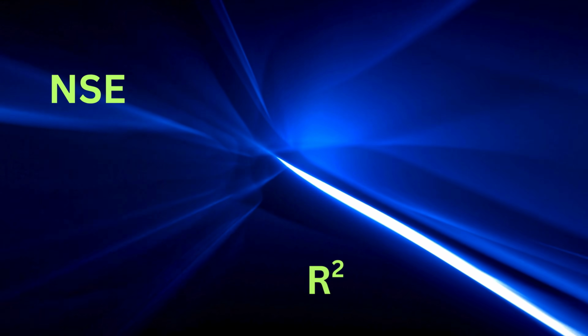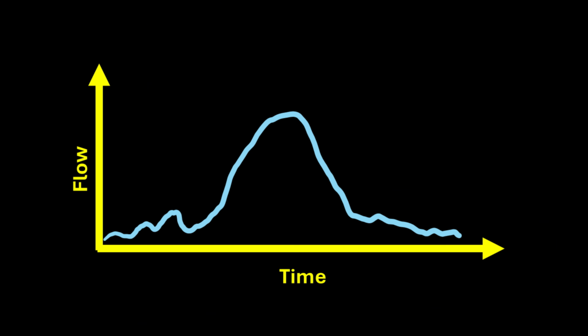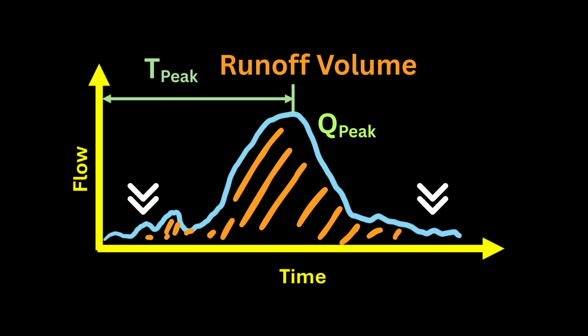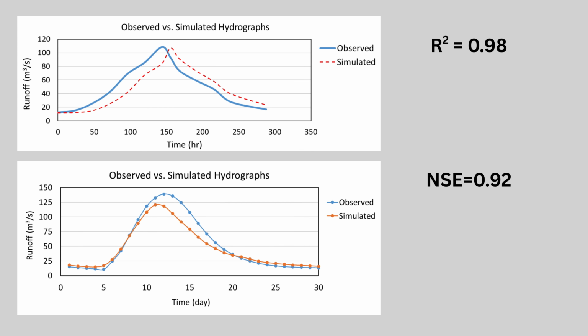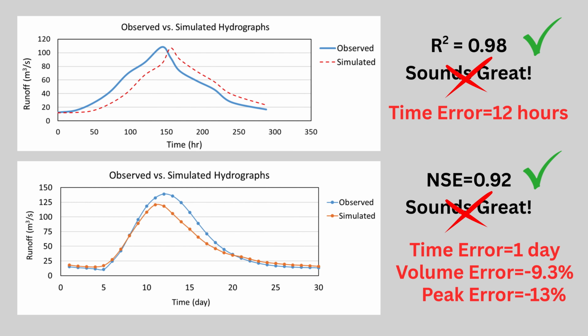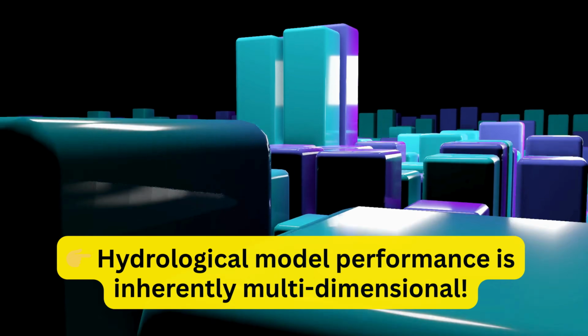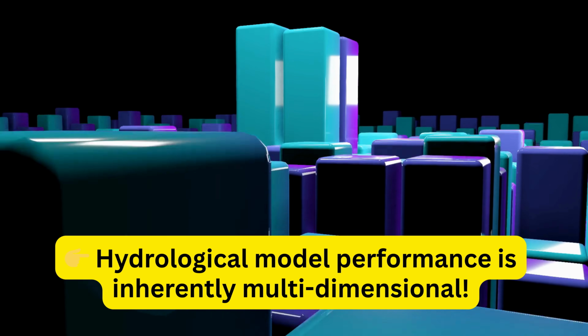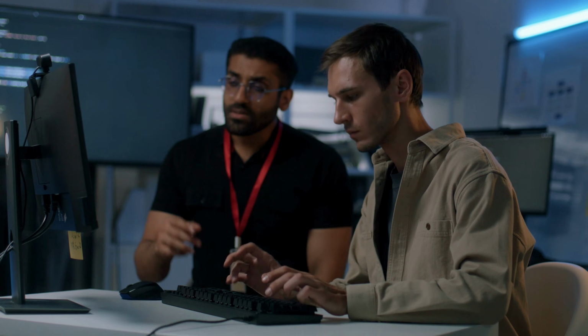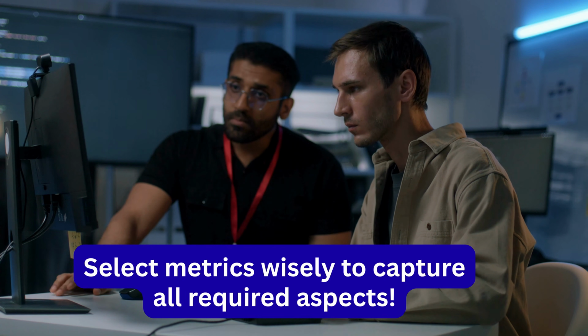There are dozens of performance metrics being used in hydrology, but each one captures something different: peaks, timing, volume, and low flows. But here's the problem. Relying on a single metric or using the wrong one can make your model evaluation misleading. The reality is this: hydrological modeling performance is inherently multi-dimensional, so the performance metrics should be selected wisely to capture all required aspects of model adequacy.